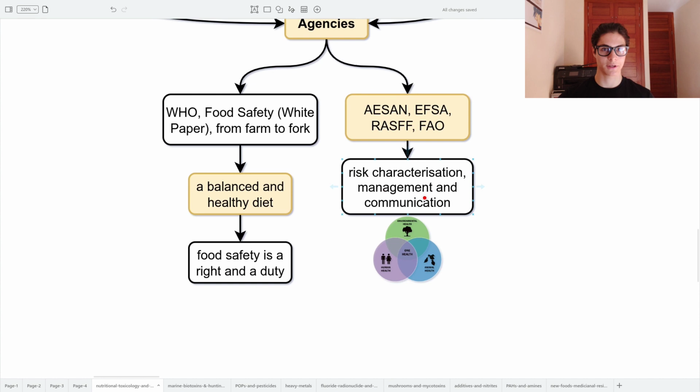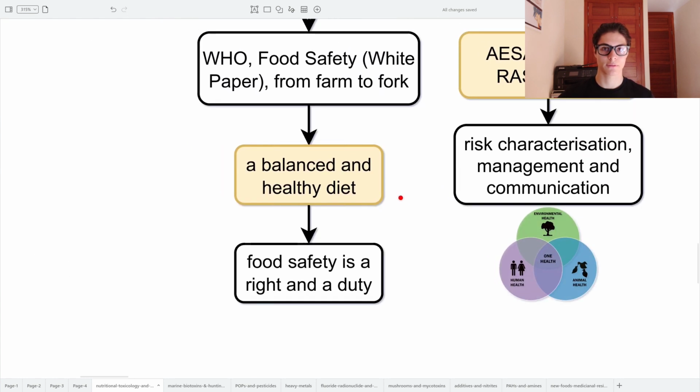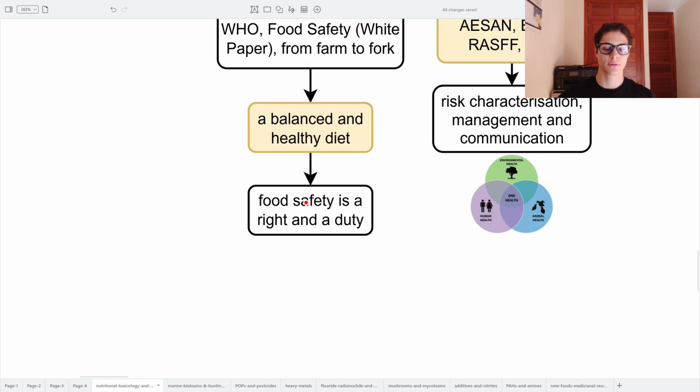Remember that from the first videos of this subject. And there is the concept of One Health, because the environmental health is correlated with animal health and human health as well. And to make sure that food safety applies, we have to follow a balanced and healthy diet. And food safety is a right and a duty as well. So something we have to request, but we have to contribute as well.